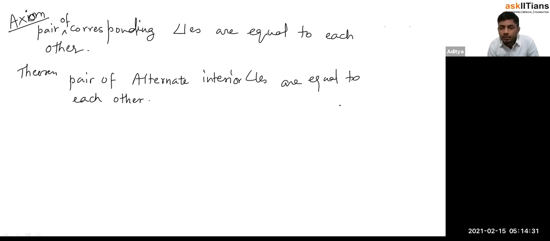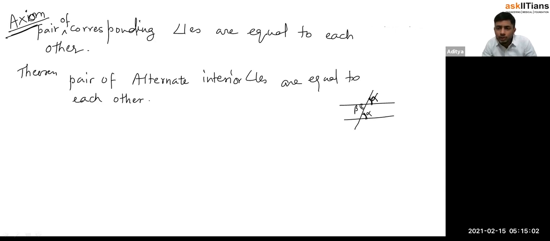So for example, if we take two parallel lines and let us talk about this angle alpha and this angle beta, we want to prove that these are alternate interior angles. We want to prove that they're equal. Okay. So by this axiom, we can say if this is alpha, then this will also be alpha. Why is that so? Because the axiom says that corresponding angle pairs will be equal to each other. Of course, these are corresponding pairs. So this is alpha, this is also alpha.